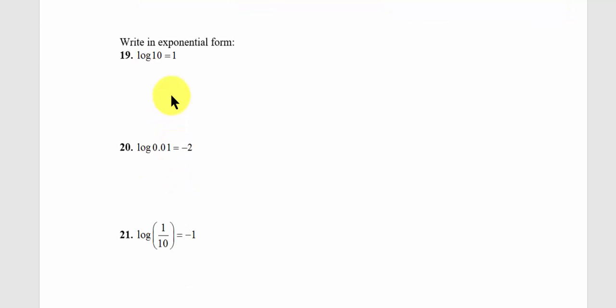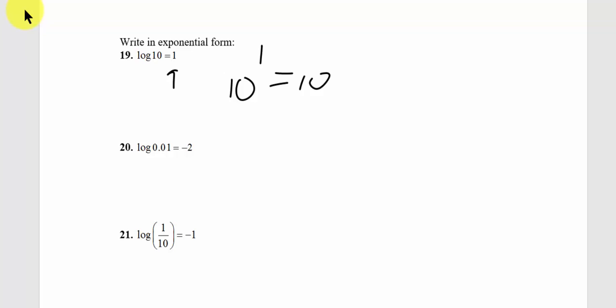So if you look at problem 19, the base of my log, well, if nothing's written underneath it, we can assume this is base 10. So I'm going to write my base of my exponent is a 10, the exponent is a 1, and that equals 10. And then we know 10 to the 1 equals 10. I'm going to change my pen color.